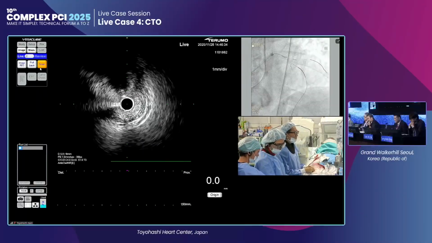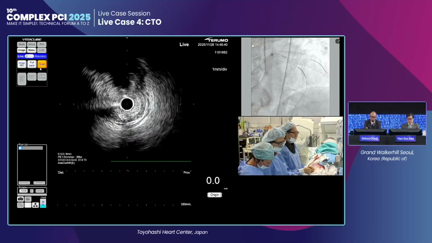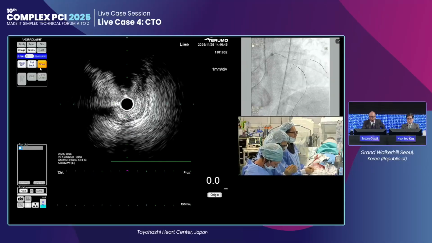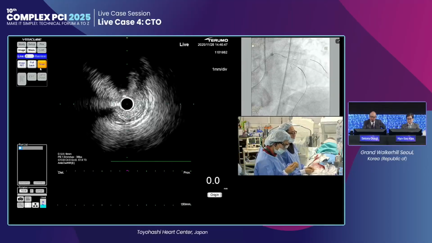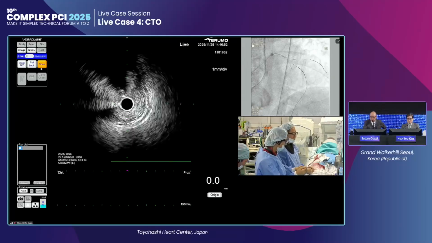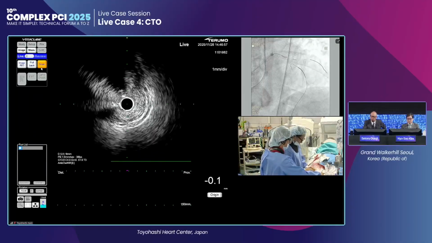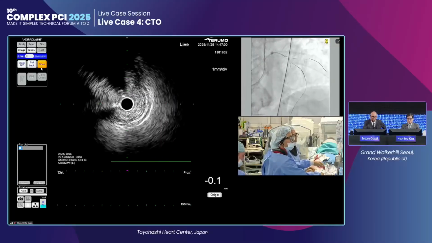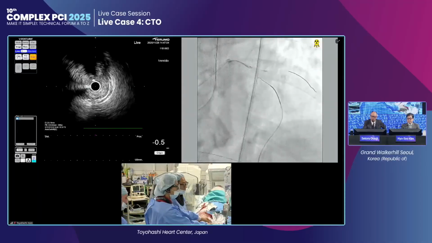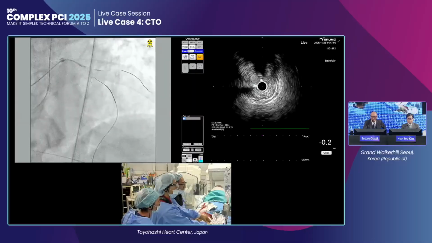So in this situation, I think the antegrade wire is better than the direct retrograde crossing because of the calcium in the CTO segment, and this patient has a big diagonal branch. So if we do the direct retrograde crossing, maybe we lose the big diagonal branch. That's right. It is the type of the extended reverse CART. So we should do the directed reverse CART in this case. I want to do. Okay, yes.